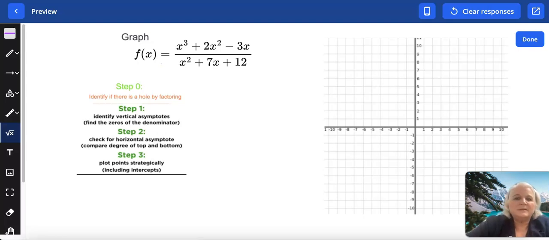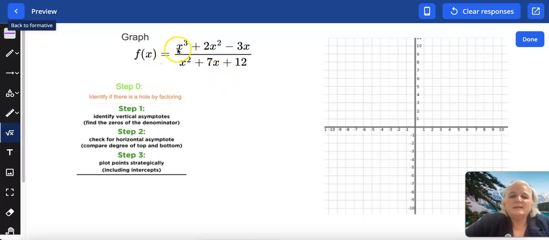This is an example of graphing a rational function when I may have a hole in the rational function, which I do for this one. And so identifying if there is a hole by factoring and finding out where it's at. And then the rest of which is a repeat of what we did before. So I want to graph the function f of x equals x cubed plus 2x squared minus 3x, all divided by x squared plus 7x plus 12.